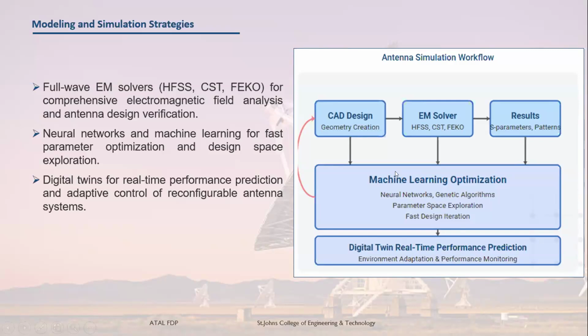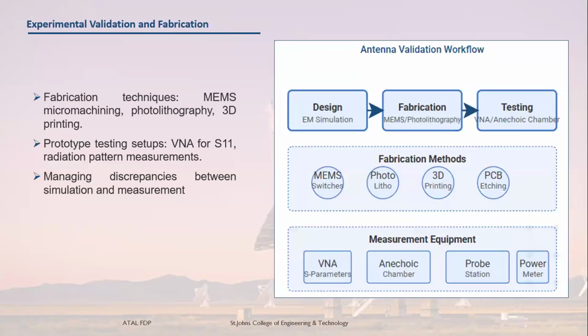Okay. So this is how we model, how we simulate it. So you should know how to use those simulation softwares like HFSS, CST, and FEKO. Okay, so what are the parameters that we see? S parameters and pattern. Then we use optimization techniques like machine learning optimization techniques, neural networks, genetic algorithms. Those things I think will be covered by the next speakers.